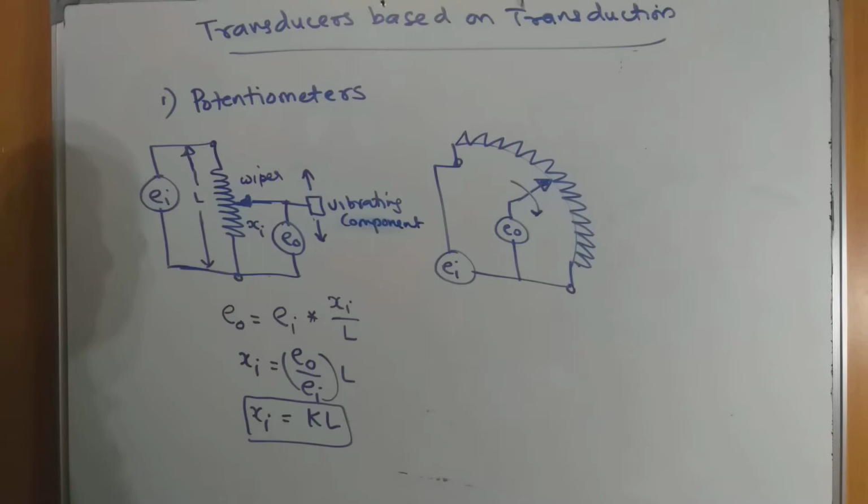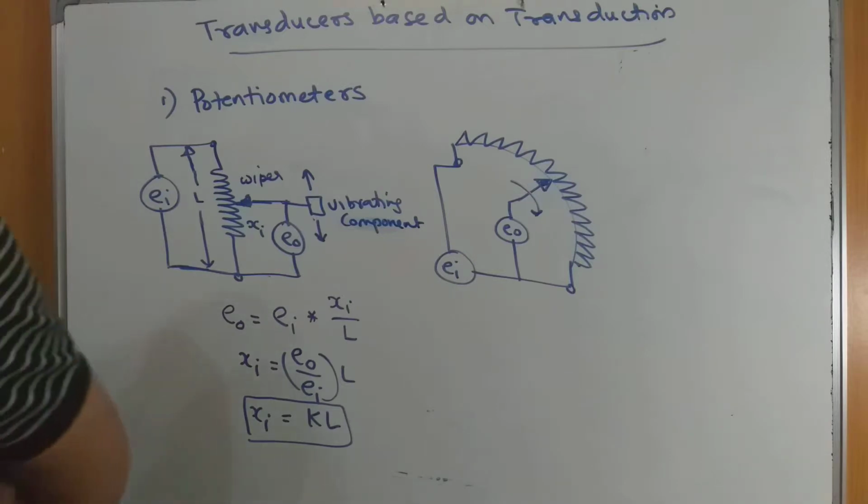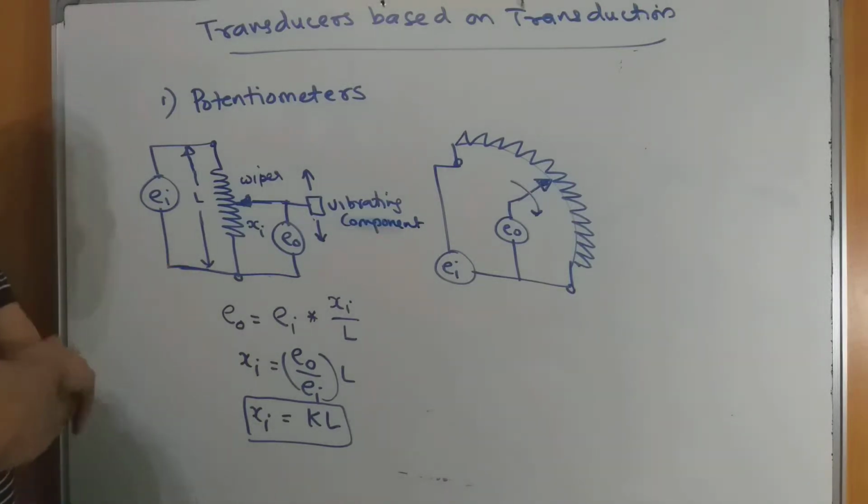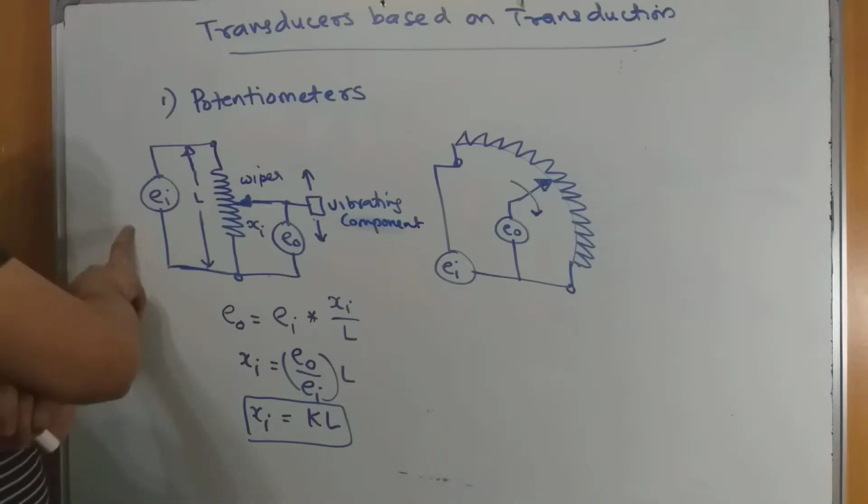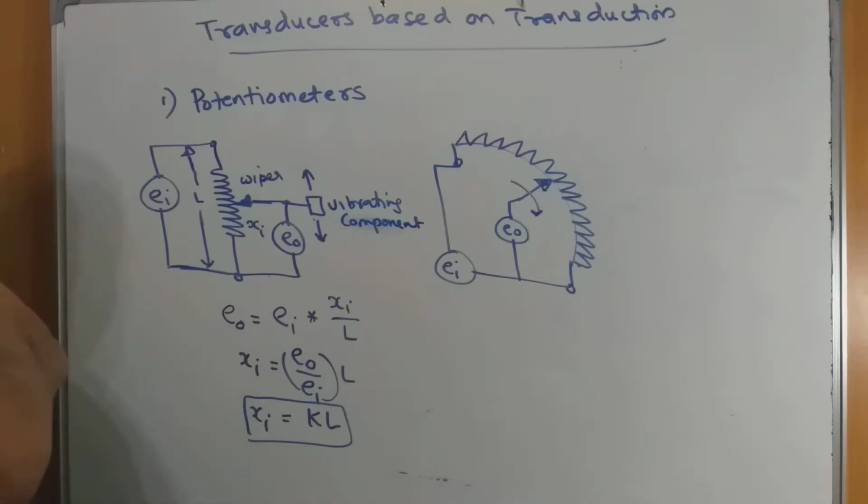These types of sensors are very common, and very simple to use actually, because the components are very simple. Connection wise also there are no complicated connections. So what is required is that we have to have a potentiometer, an input voltage, and the corresponding output voltage can be measured with the help of a voltmeter or instrument.